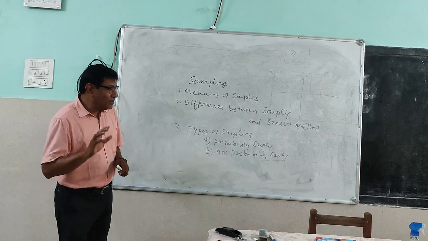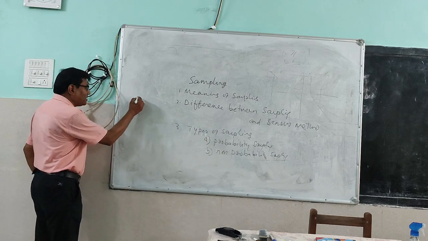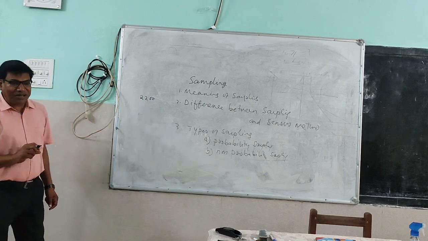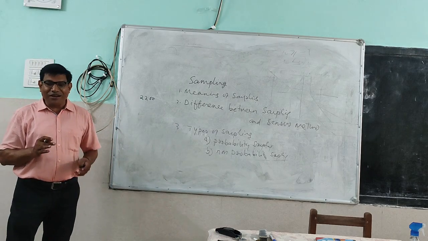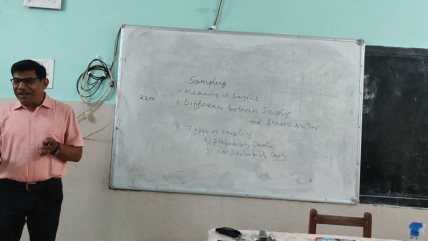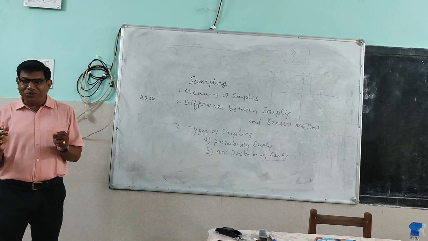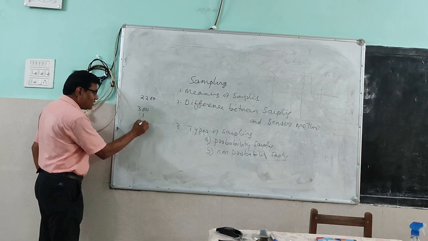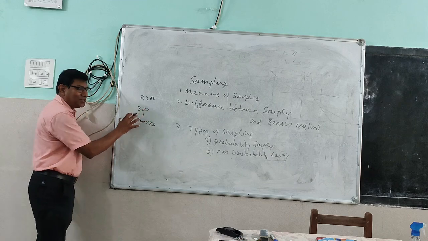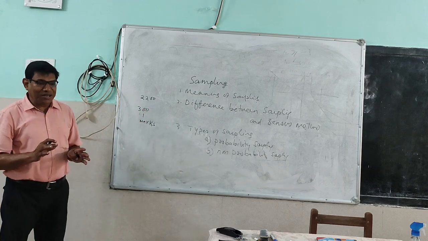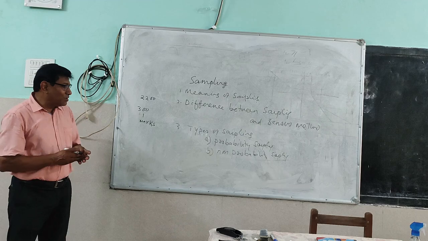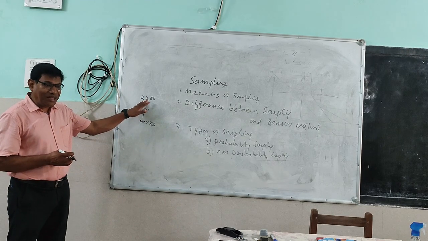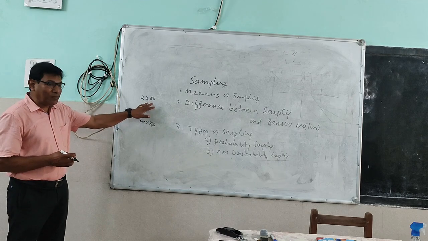Okay, for example, try to understand. Suppose in our university there are 2,200 students. We want to know the standard of students of the university. We cannot collect the marks of each and every student at any time. All students may not be available. What we will do? We will select only 300 students and collect their marks. On the basis of marks secured by these 300 students, we can conclude whether the students are good or bad. So this 300 is called the sample, and 2,200 is called the total population.